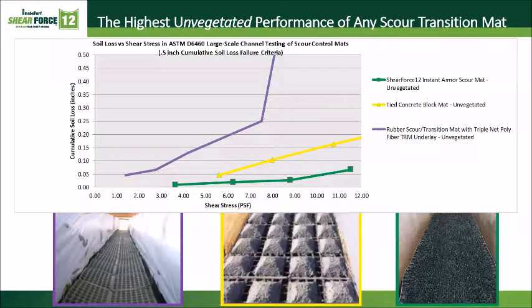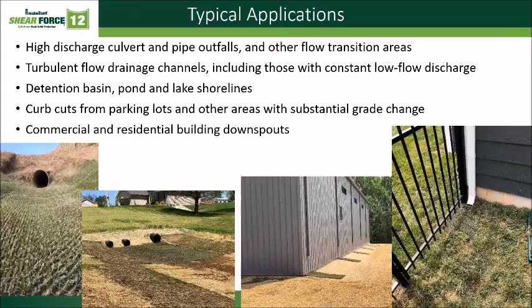Testing on the product performed very well versus some of the other materials out there. The purple line is another transition mat, a rubber scour transition mat with a TRM underlay. It's got a failure point at 8 pounds per square foot. The yellow line, once again, is a tied concrete block mat, and the green line is SureForce 12, and you can see the 12 actually outperformed the tied concrete block mat up to the point where we finished our testing on the SureForce 12.